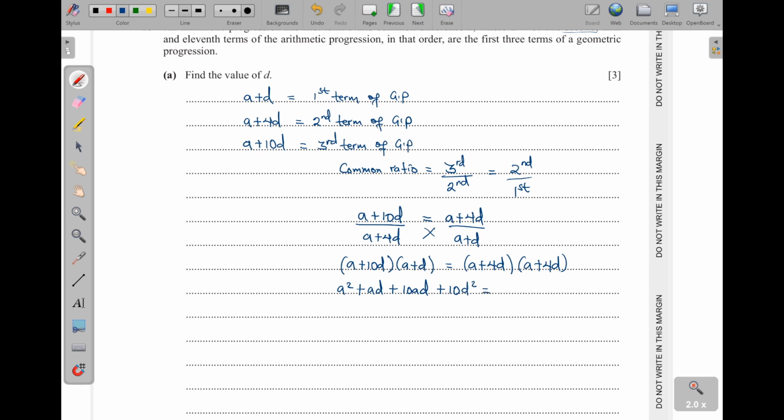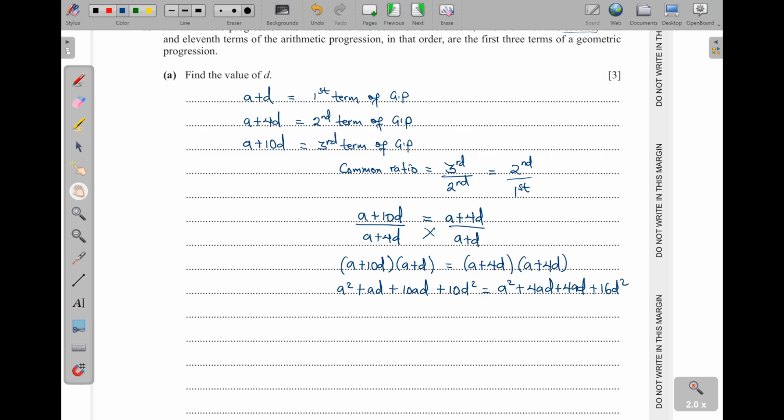When you open brackets on this other side, you have a squared, then plus 4ad plus 4ad, and then 4d times 4d, that is 16d squared. And then we can now simplify this one here.